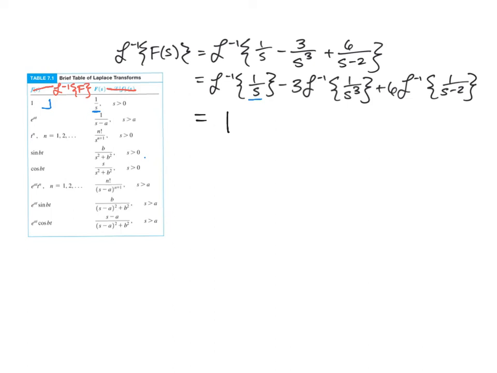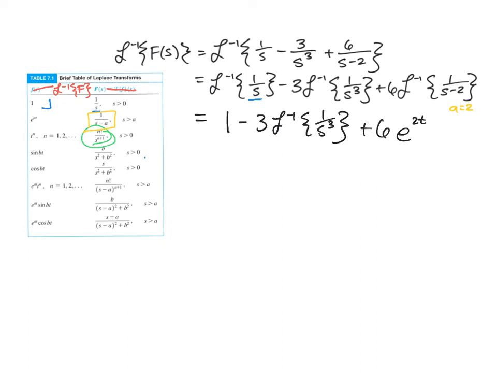My s cubed, I can see that I'm going to have to use something like this, but that one is looking a little bit tricky to me right now. I'm going to hold off. I'm just going to write 1 minus 3 plus inverse of 1 over s cubed, and I'm going to save that for last. And then plus 6 times, now I've got a 1 over s minus 2, and that looks just like this one right here, 1 over s minus a. You can say a equals 2, and I know then that my inverse Laplace of 1 over s minus 2 is just going to be e to the 2t.